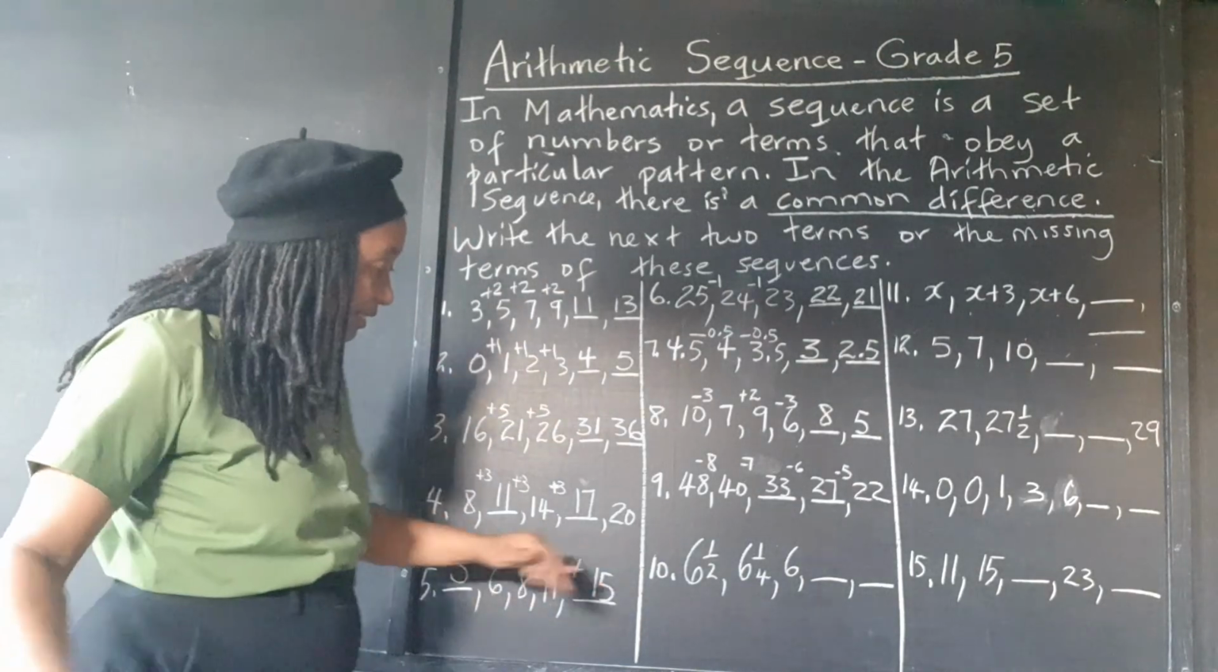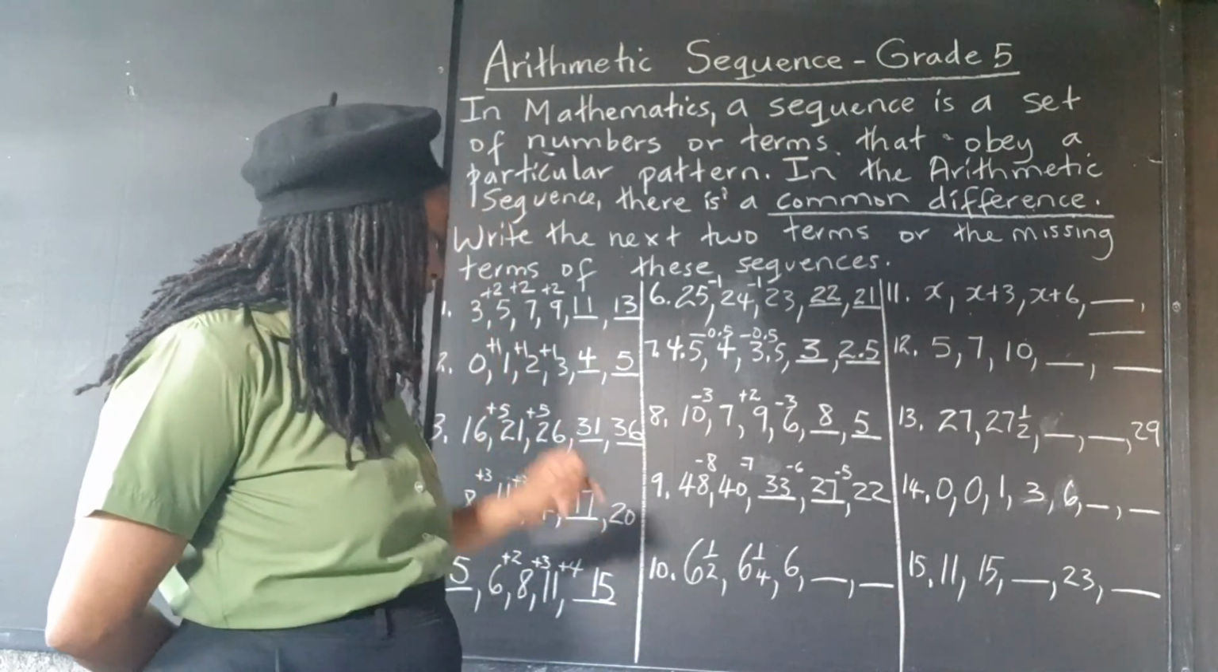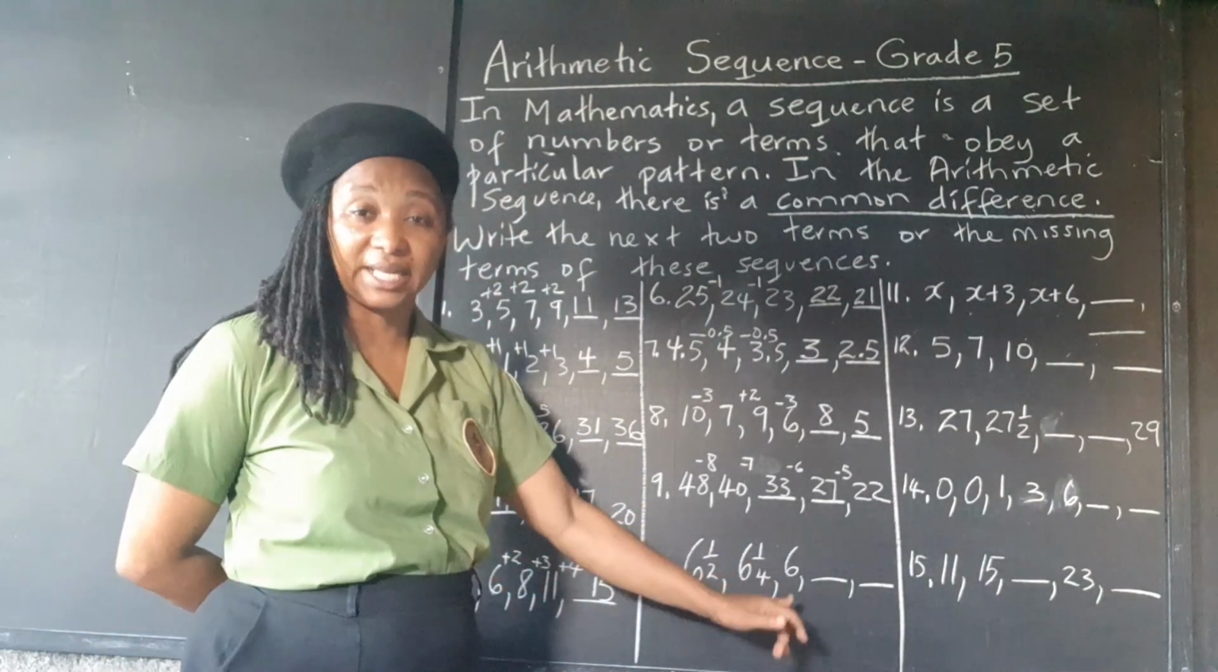Alright, so these are getting less. 6.5. What are we subtracting from 6.5 to get 6 1/4?